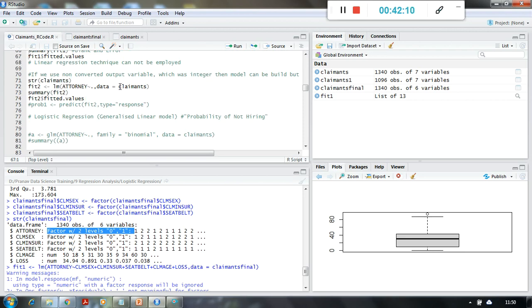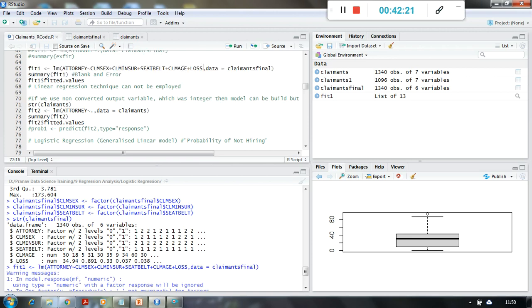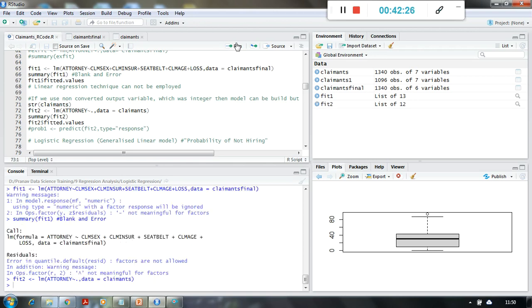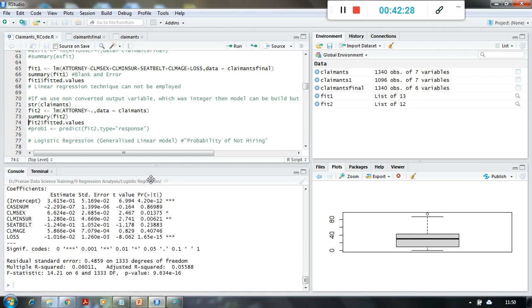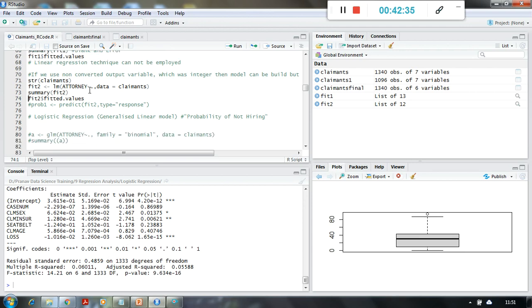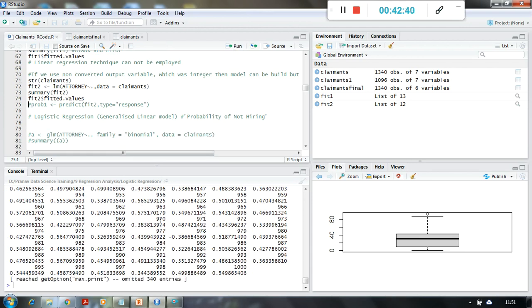And even if I use it for the earlier data set, that is claimants, which was not factorized, right? So if I write this model, attorney tilde dot, which means all the input variables, data claimants, then the model will be written, the summary will be plotted, and I'll get the coefficients, deviances, etc. I will get everything, right?